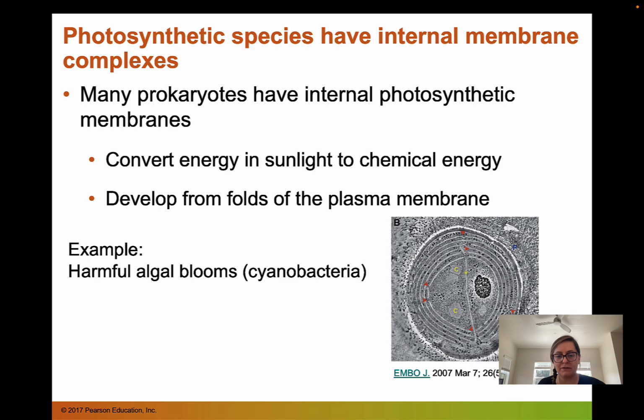And so here's an example of a cyanobacteria. This is the same kind of bacteria that causes harmful algal blooms. And here's a transmission electron microscopy image from a paper in EMBO. What you're seeing here are these folds coming off from the plasma membrane. These folds are primitive thylakoid structures that contain the enzymes and the proteins necessary to convert light energy into chemical energy. And that can be used to fix carbon dioxide.